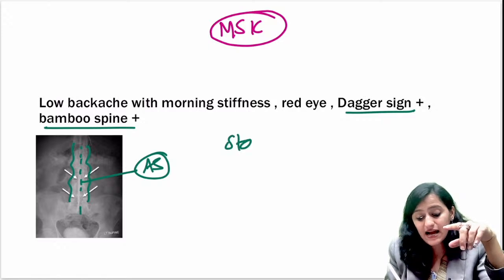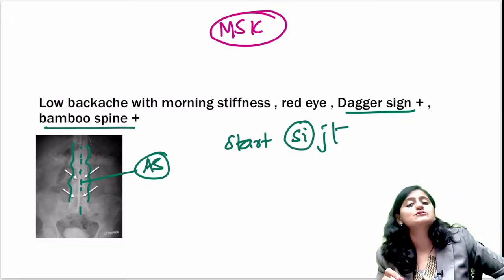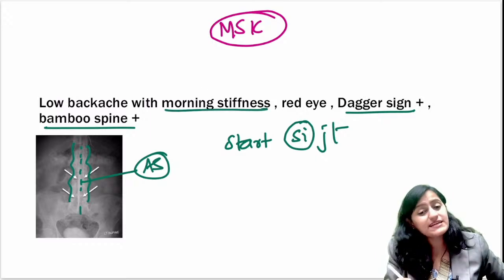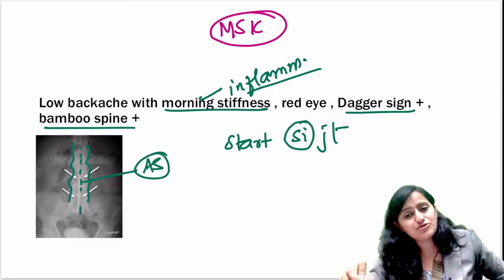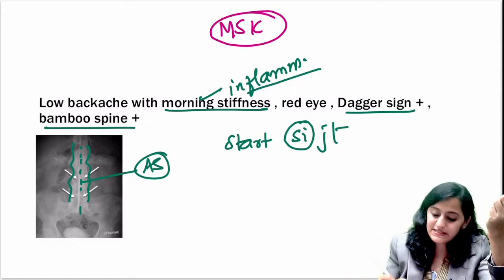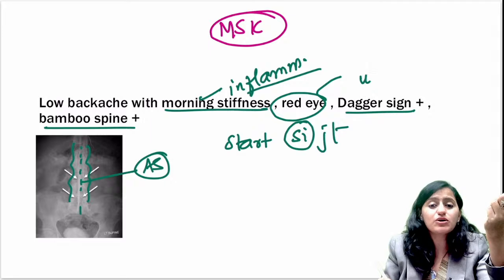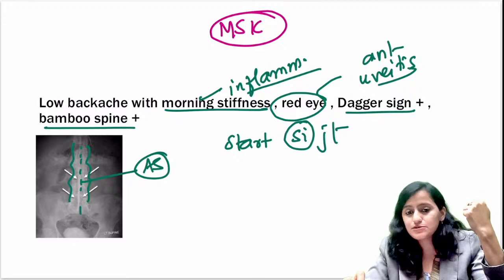Where does it start? At what joint? It starts at the sacroiliac joint. The low backache is what the patient gets. There is morning stiffness because it is inflammatory arthritis. Any inflammatory arthritis like rheumatoid, ankylosing, they will have morning stiffness. Why does it have red eye? Because it has extra-articular anterior uveitis which is common. Okay, anterior uveitis which is common there.